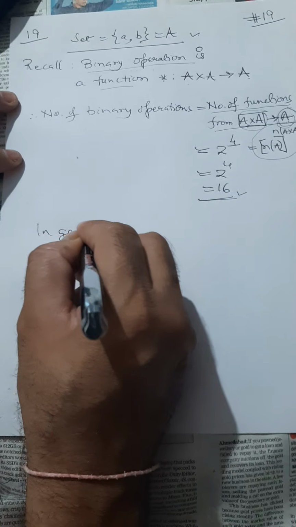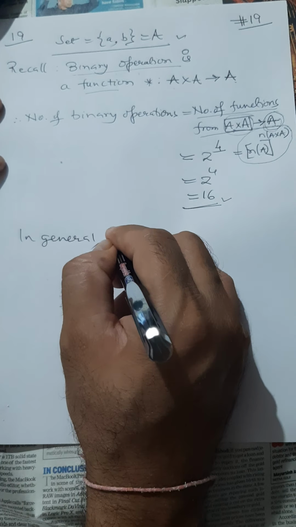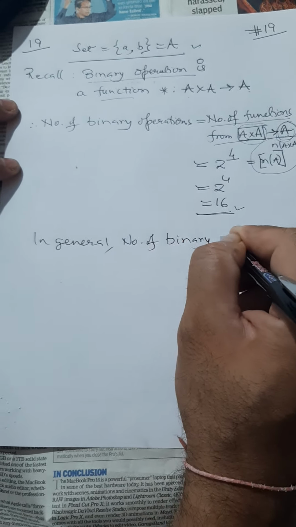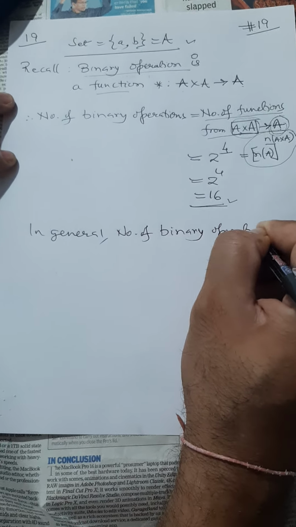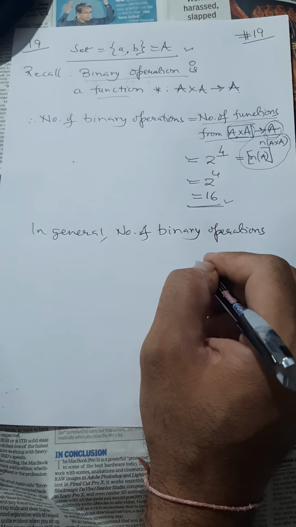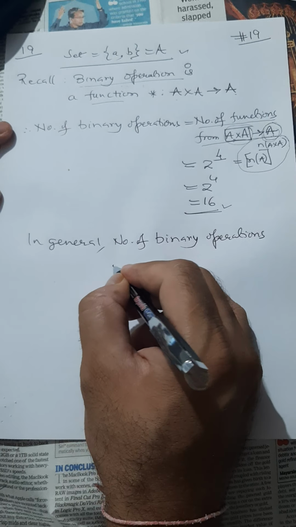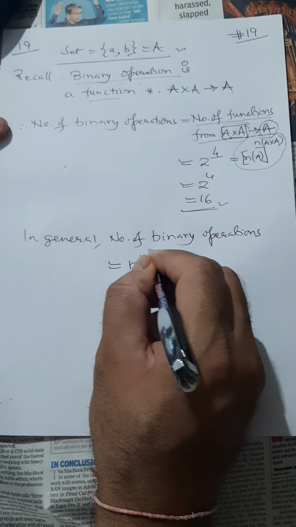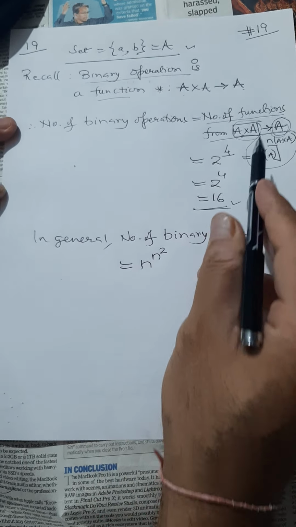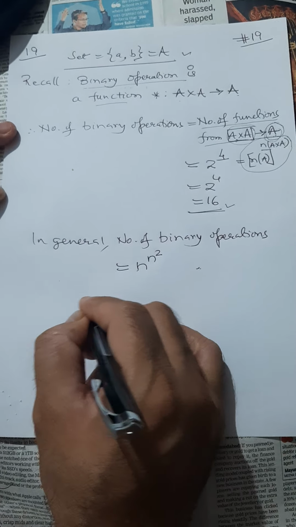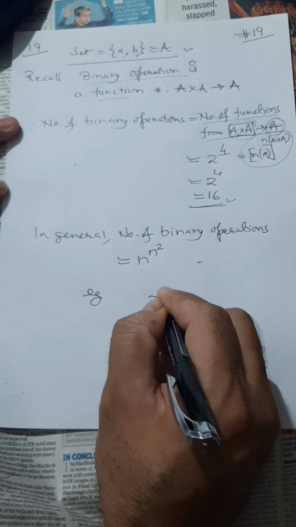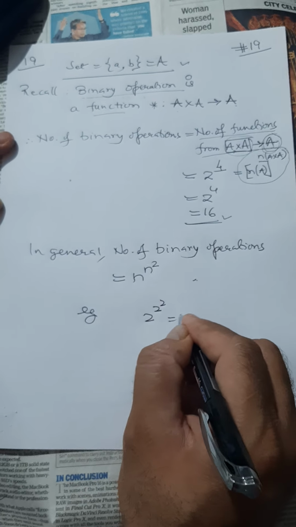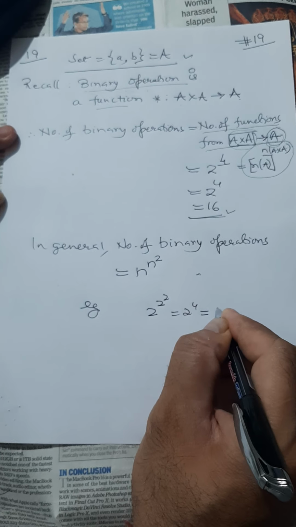Remember, in general this is a formula. In general, number of binary operations is given by n raised to n square. You see here n is 2, so here 2 raised to 2 square, so it is 2 raised to 4, which is 16.